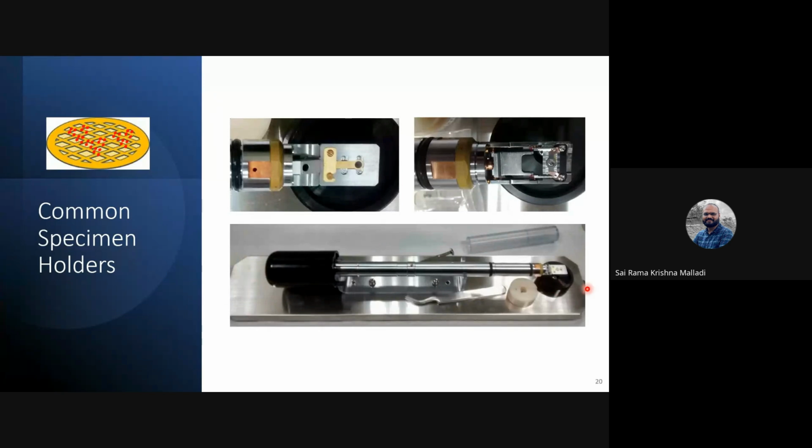So typically, the designs are made in such a way, and physically, because of the limitations of the size of the electromagnetic lenses and various other engineering design constraints, a typical TEM specimen is a 3 millimeter disc, and the thickness has to be less than 100 nanometers. And it is inserted into the microscope with the help of such a specimen holder.